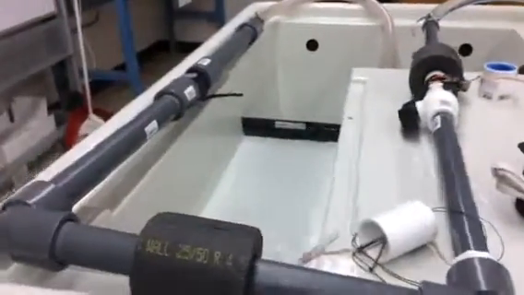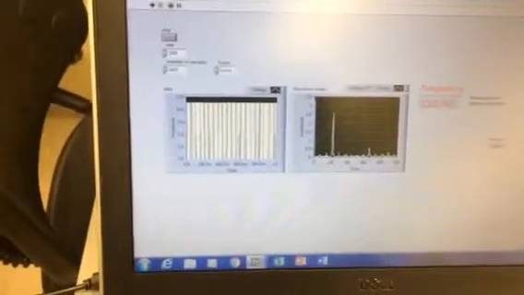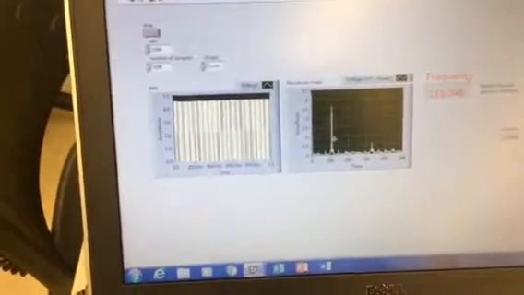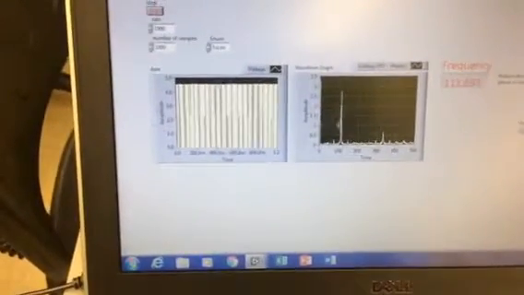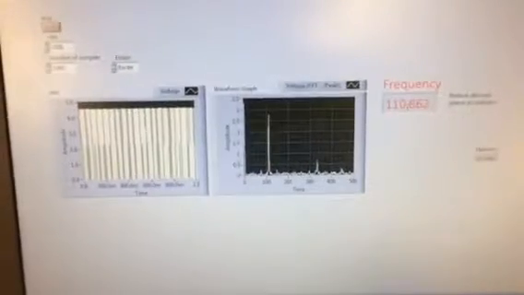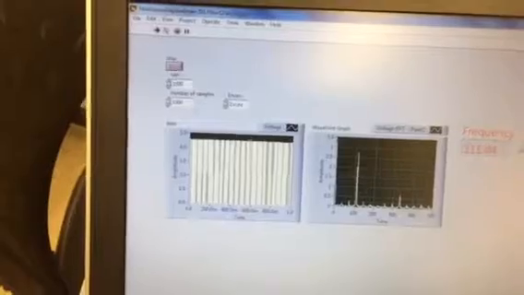And away it goes. And we can see water filling up behind the dam here. If we look over at the LabVIEW program, over on the left you'll see the signal, and then this is the FFT, fast Fourier analysis. There seems to be a strong signal at 100 some hertz, as well as some noise out there. The tone gives us the strongest frequency, 110 or 111 hertz is what we're picking up right now.